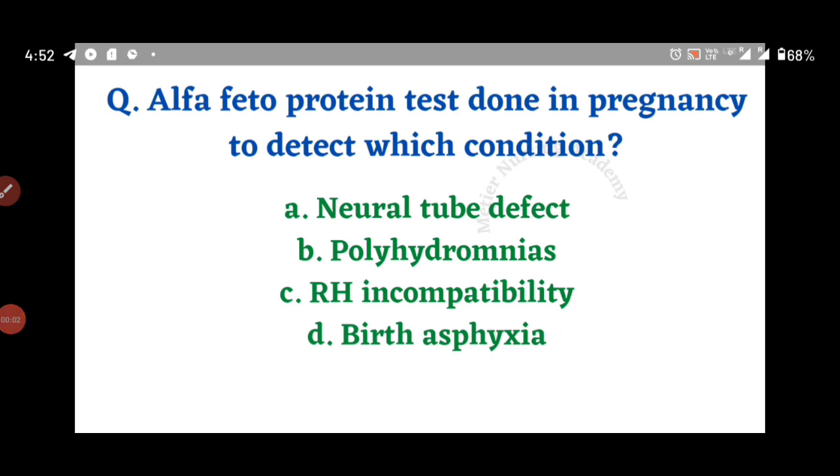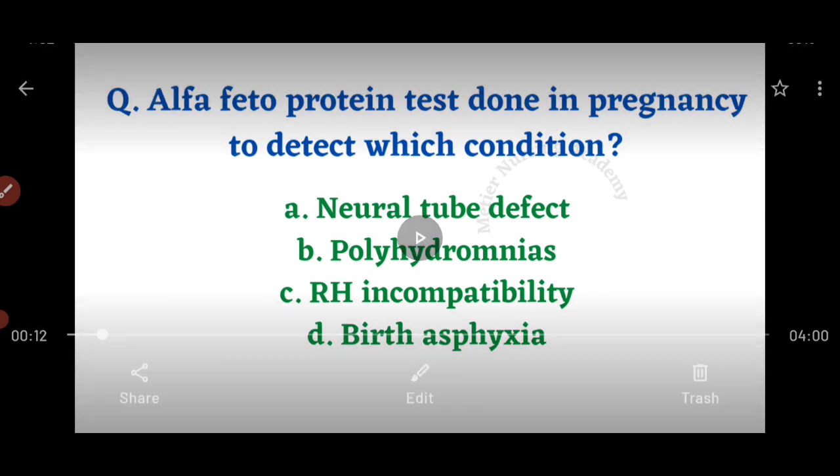The first question is: alpha fetoprotein test is done in pregnancy to detect which condition? There are four options given here: neural tube defect, polyhydramnios, RH incompatibility, birth asphyxia. First, let's understand the question.